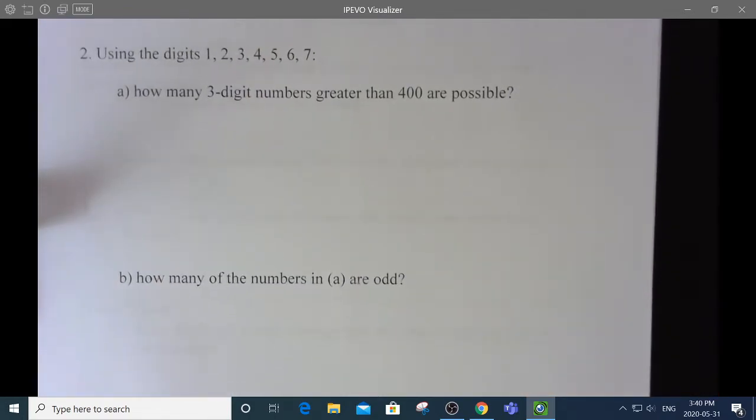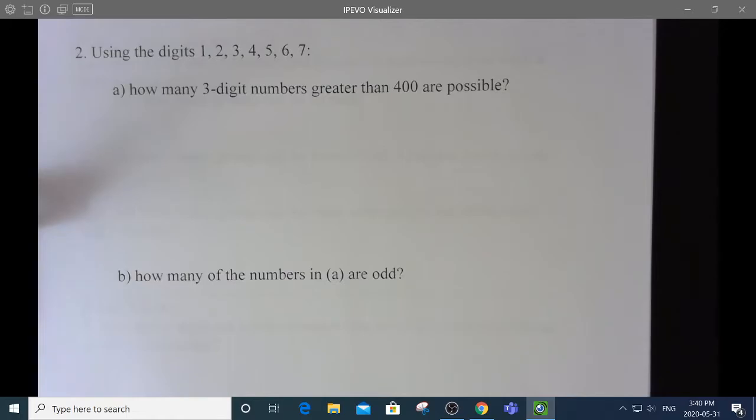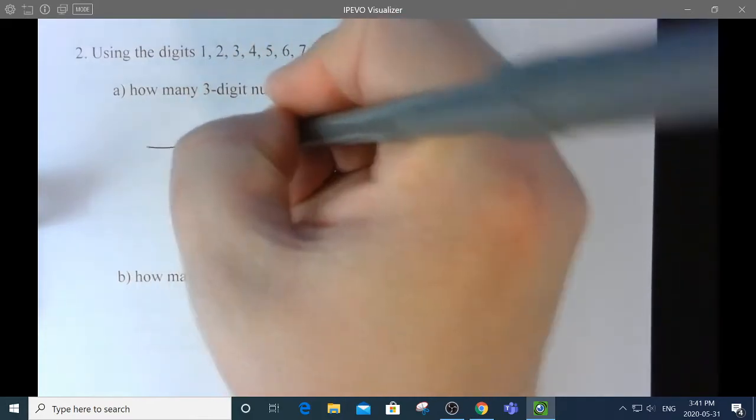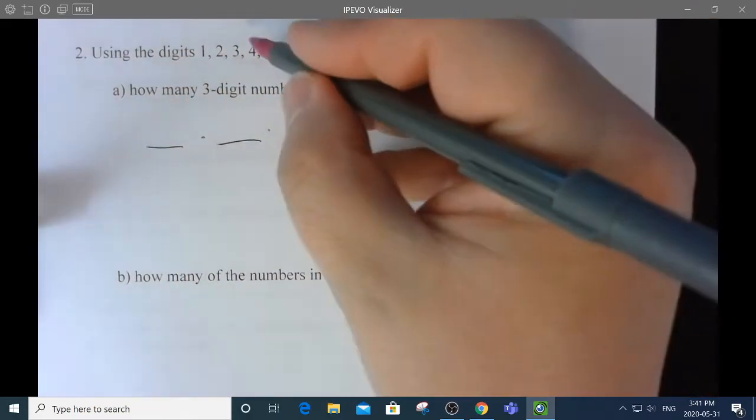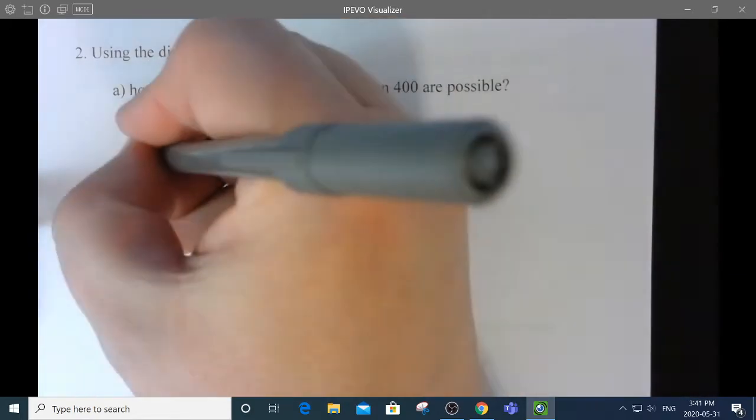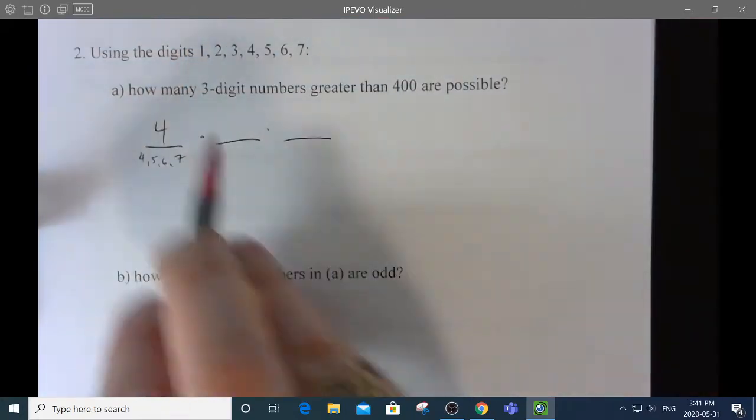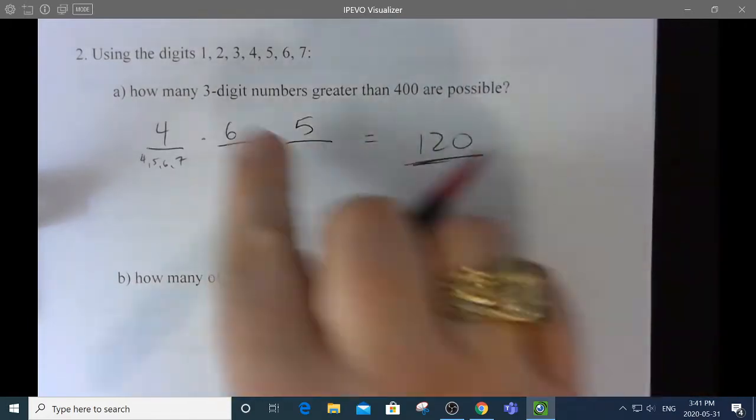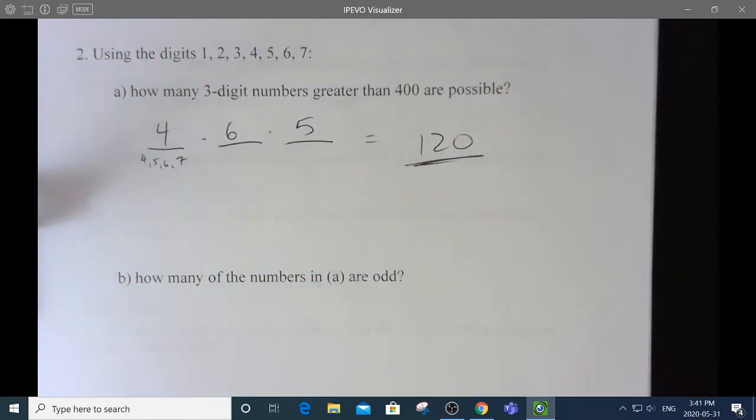All right, number 2. How many 3-digit numbers greater than 400 are possible if I'm allowed to use the digits 1, 2, 3, 4, 5, 6, and 7? Well, this one's actually pretty easy. It doesn't say that it has to be odd or even. It just says it has to be bigger than 400. So it could be a 4, 5, 6, or 7 in that first spot. And then there's still 6 digits to go, and then 5 digits after that. So there's 120 possible numbers I could make that fit that constraint.